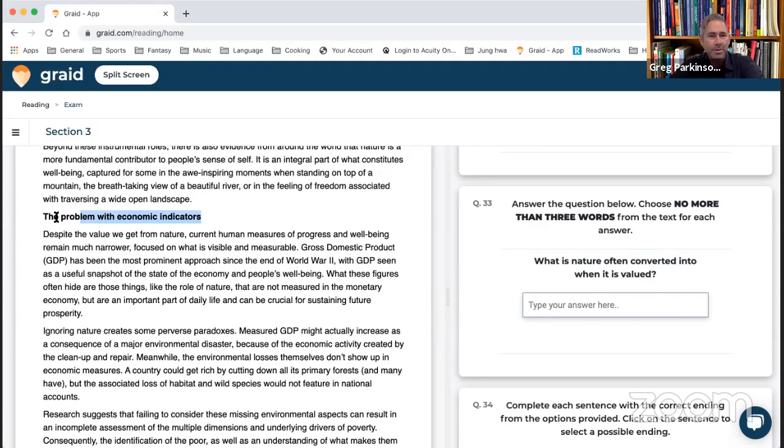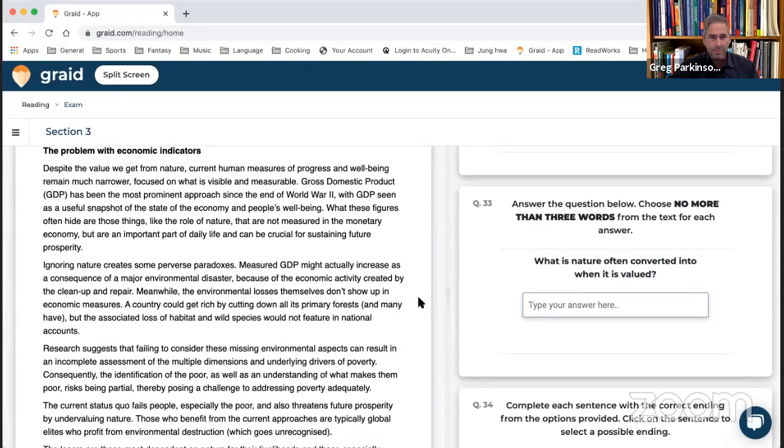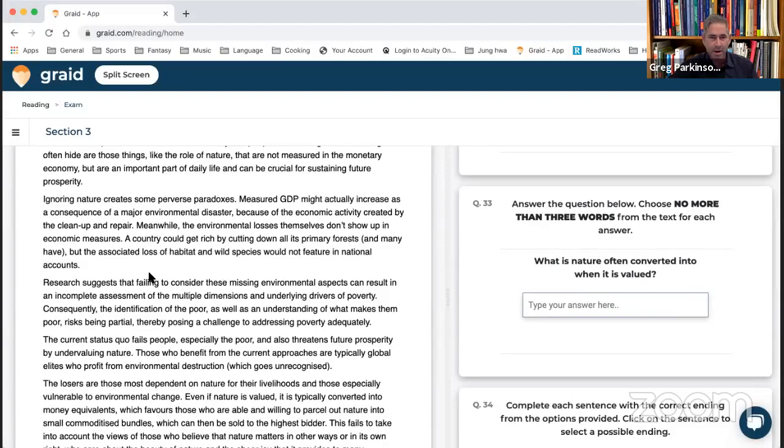We have a heading here, and it talks about the problem with economic indicators. So economics, value, to me, this tells me that it's absolutely possible that our answer could be under this heading, right? So okay, I'll give you a bit more time to scan at home. So again, if you can't find it in the paragraphs, you just have to keep scanning ahead. Have a look in this paragraph, beginning research.